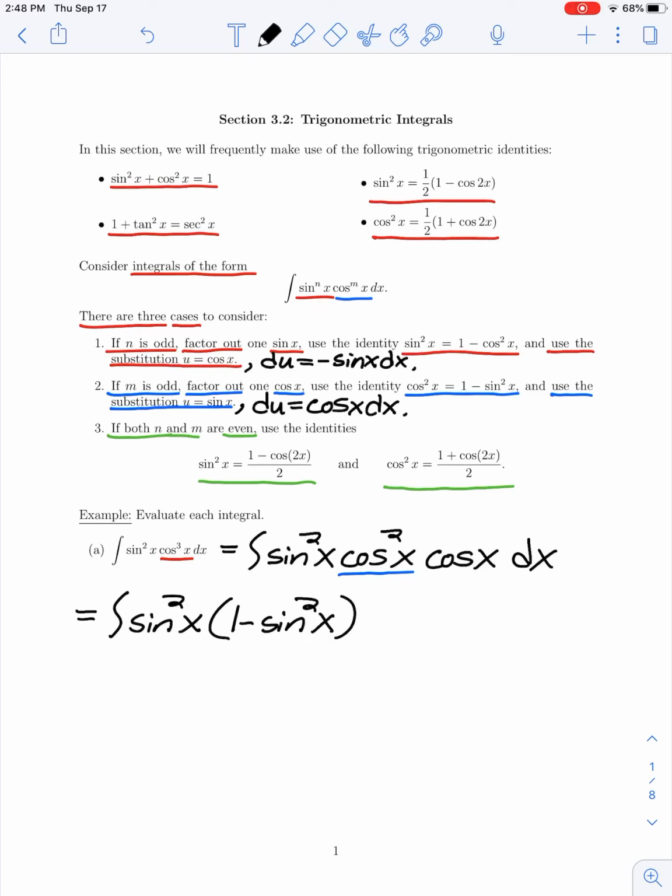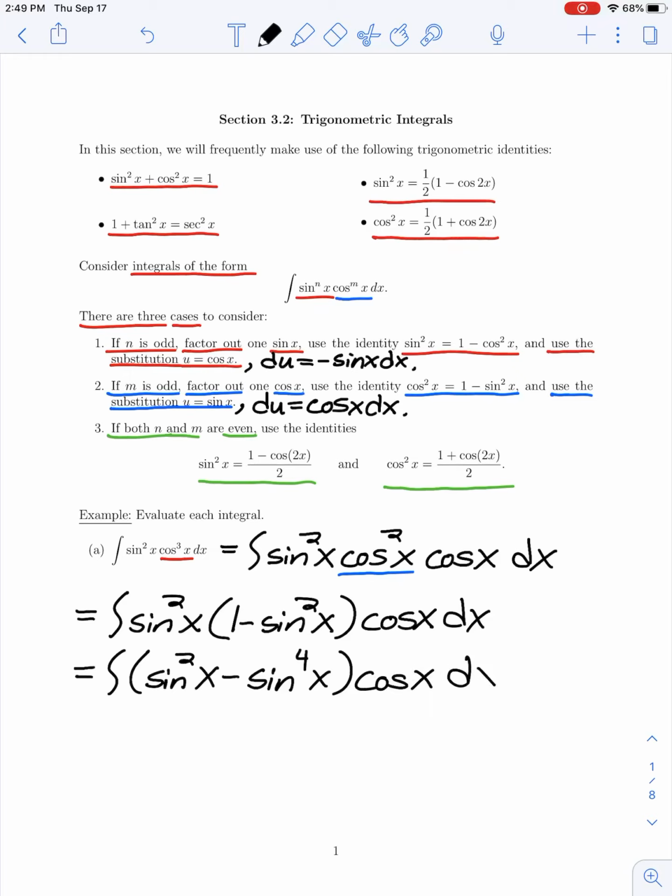So in other words, I'm going to rewrite everything in my integral in terms of sine. Replacing that cosine squared x with 1 minus sine squared x, we obtain the following. If I group all of my sine x terms together by distributing, I would have sine squared x minus sine x to the 4th power times cosine x dx. And now I can make use of a substitution. If I let u equal sine x, then du is equal to cosine x dx.